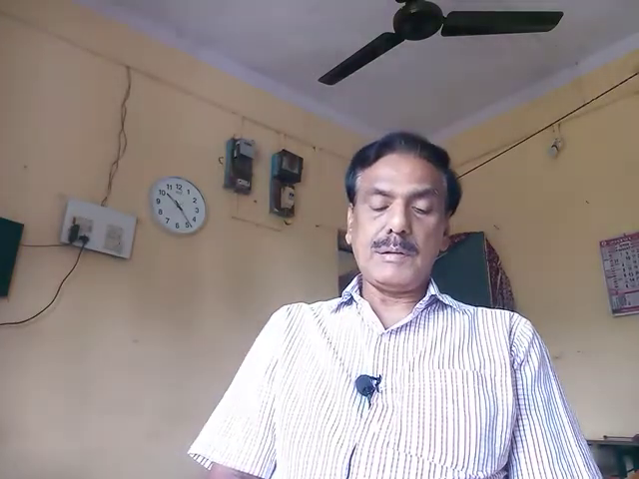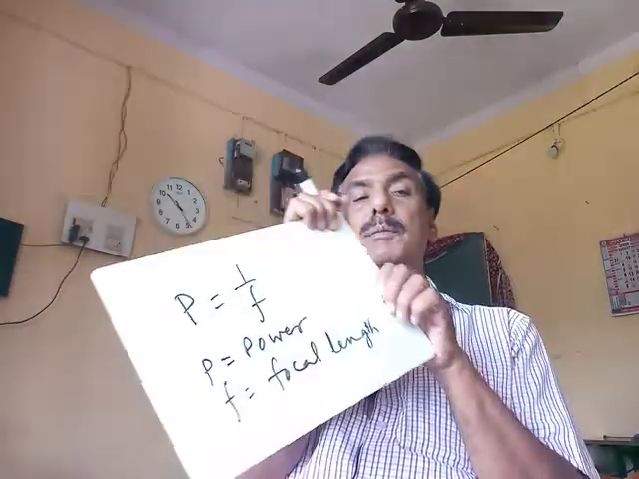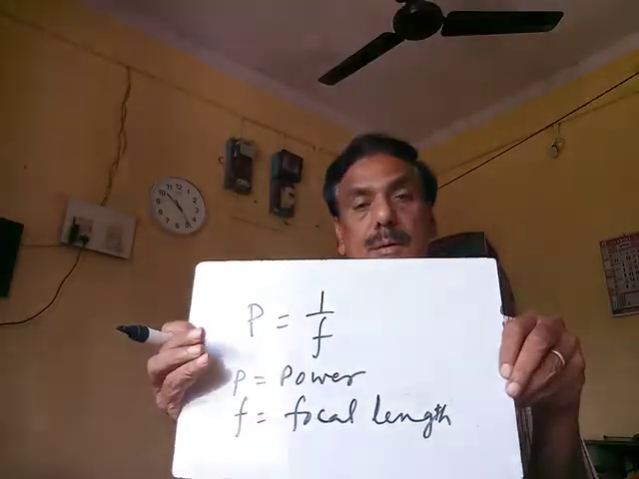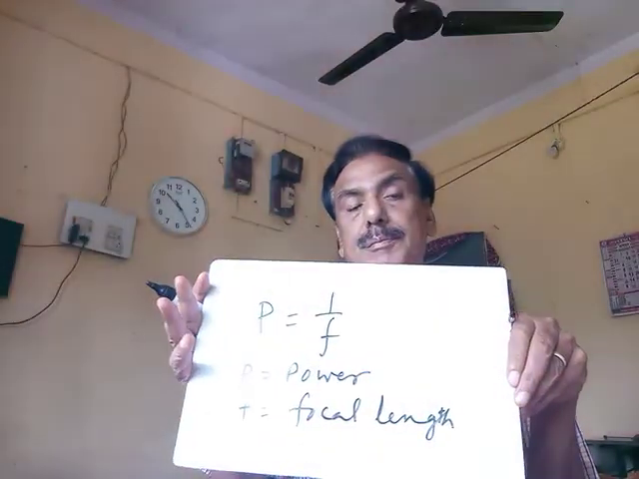So P is the power, and F is the focal length. P is equal to 1 by F. It is like this. Clear?